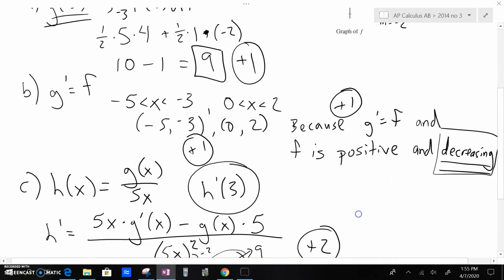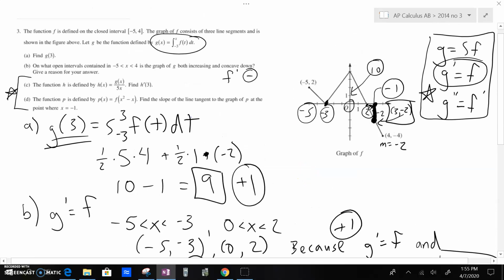And on this one for D, let's scroll back up. It's kind of a similar deal. They're saying the function p is defined as p of x is equal to f of x squared minus x. Find the slope of the tangent line to the graph of p at the point where x equals -1. So we're looking for the slope of the tangent line. So we want p prime, and we're going to evaluate that at -1.